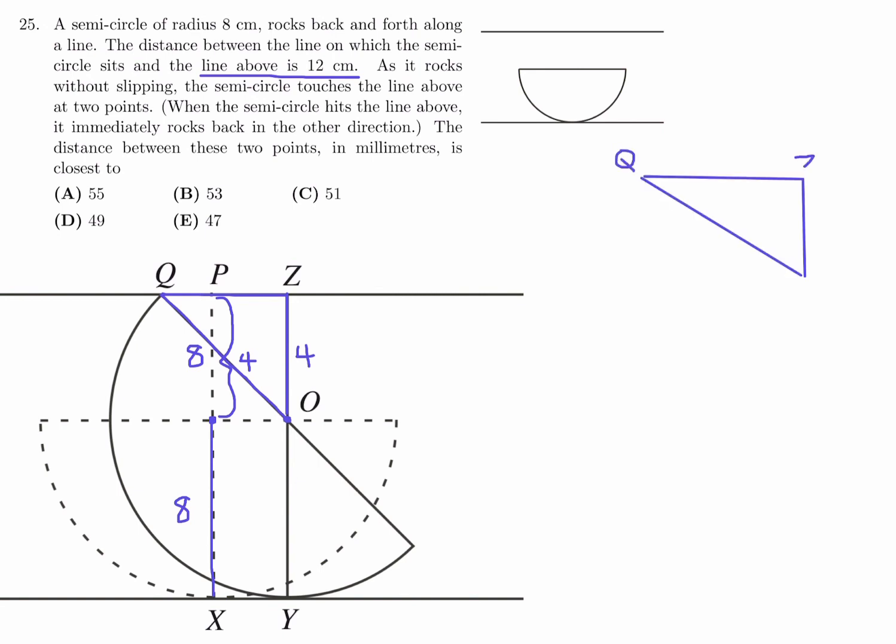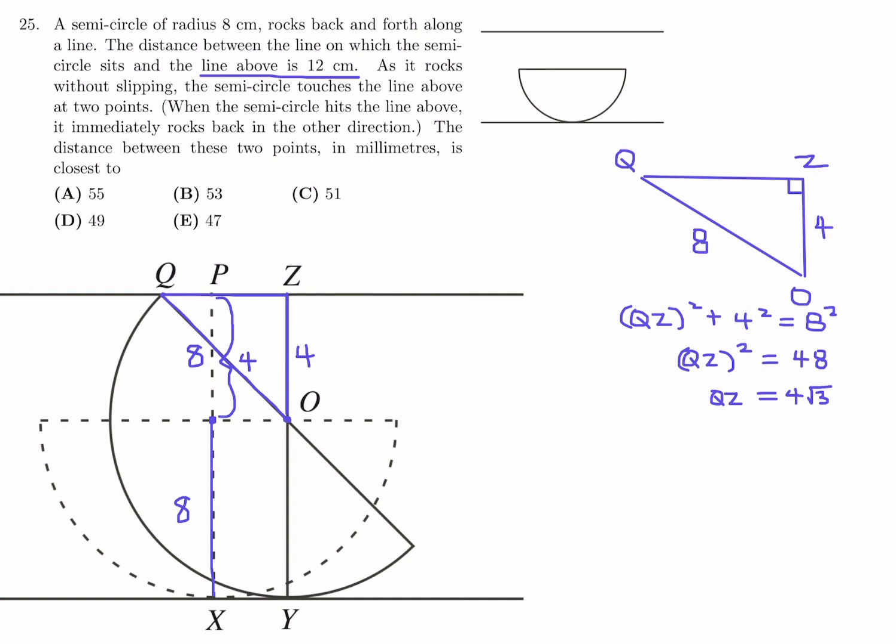So here is Q, here is Z, and here is O. And we figured out that that's 4. And this is, of course, just the radius, so that's 8. And this is a right angle. So now, using Pythagoras, I can figure out QZ. QZ squared added to 4 squared is equal to 8 squared. And therefore, QZ squared is going to be 64 minus 16, which is 48. And therefore, QZ is root 48, or 4 root 3.